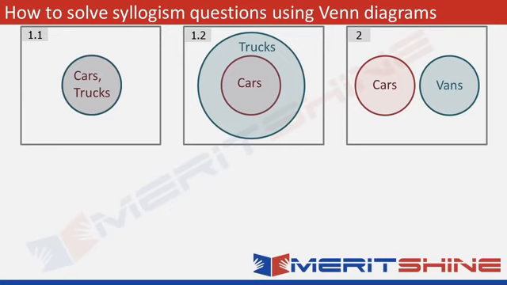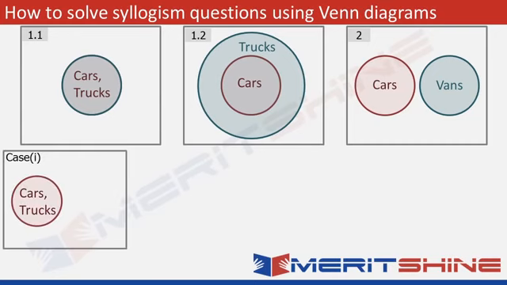Now as we know, 1.1 and 1.2 are the two possibilities from statement 1 and 2 is the only possibility from statement 2. But to arrive at the solution, we need to club these two. So let's first combine 1.1 and 2. We'll call it case 1. These are cars and trucks given in 1.1. If we have to combine it with figure 2, vans would be drawn like this. Obviously, since there is no intersection between cars and vans, there will be no intersection between vans and trucks as well. I hope that's understood.